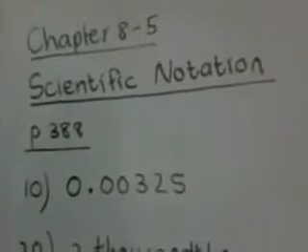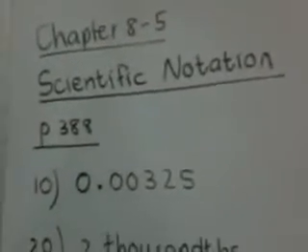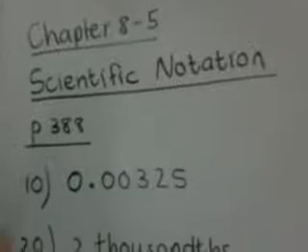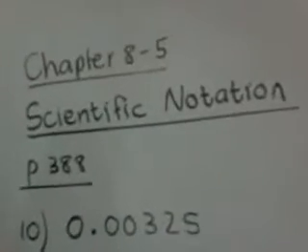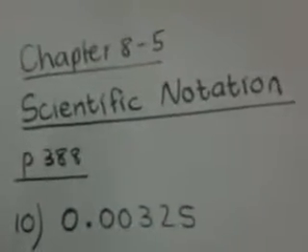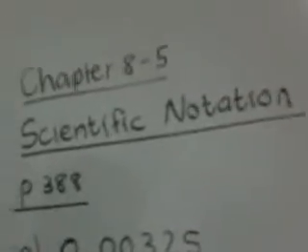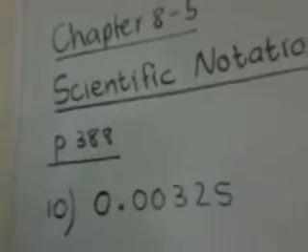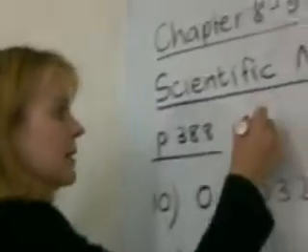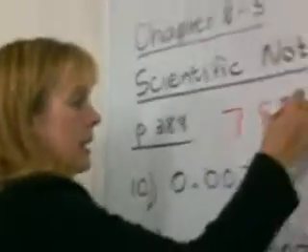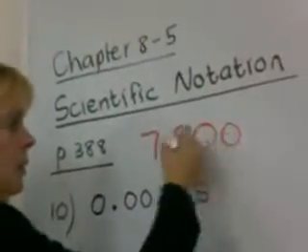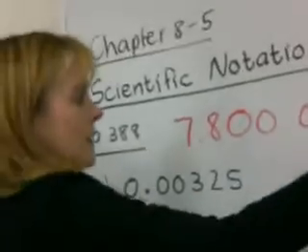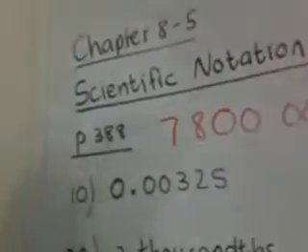Chapter 8.5 deals with scientific notation. Scientific notation was invented because of very large numbers. Let's think of the size of the universe, 7.8 billion light years across. If I have to write 7.8 billion, I'm going to have to write this: 1, 2, 3, 4, 5, 6, 7, 8, 9 zeros.